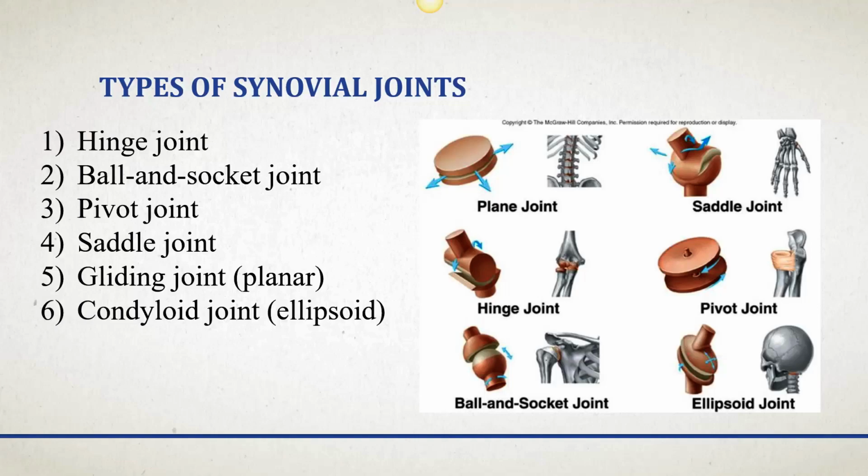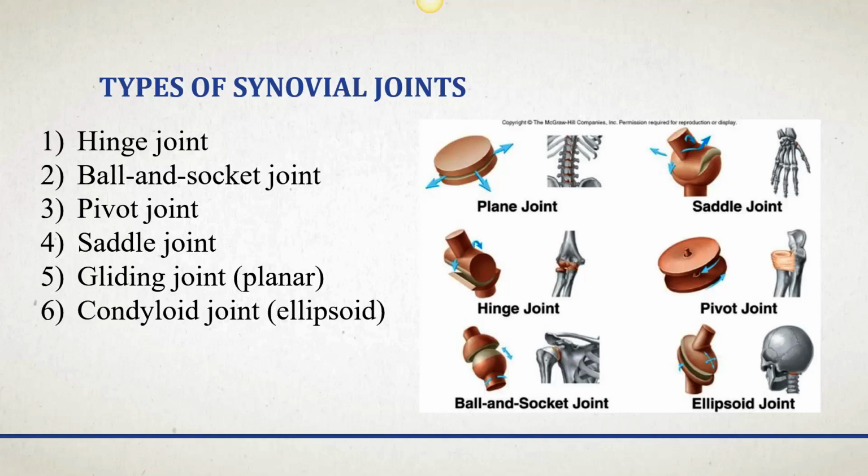A ball and socket is where a round projection or process fits inside of a concave area. There are only two ball and socket joints in the body, in the shoulder and in the hip. We're going to learn the specific names for those cavities. So for example, the one in the shoulder, the head of the humerus sits in the glenoid fossa or glenoid cavity of the scapula. For the hip, we have the head of the femur that sits inside the acetabulum of the pelvis.